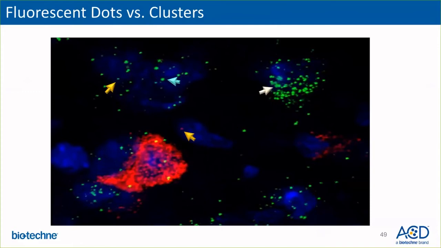Similar patterns of dots and clusters are seen in fluorescent versions of the assay. The yellow arrows point to single mRNA molecules with fewer ZZ probe pairs bound to them compared to the dot pointed by the teal arrow. The white arrow is pointing to the cluster with an irregular rather than round shape, resulting from overlapping signals from multiple mRNA molecules.